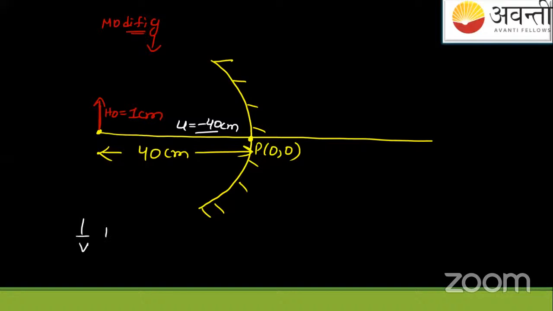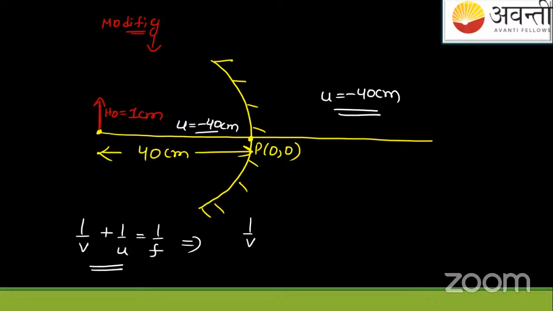1 by v plus 1 by u equals 1 by f. So 1 by v, if we find, this will be equal to what? u equals -40 centimeters. So we'll write here like this, -1 by 40 centimeters.